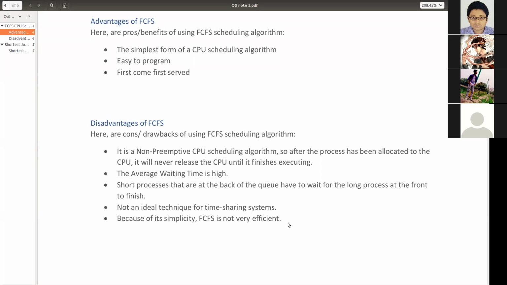And if you see the advantage, it is very easy to understand. It is the simplest CPU scheduling algorithm. That's all about FCFS. So now let's come to the next session. In the next session, we will discuss another very interesting CPU scheduling algorithm, which is known as the shortest job first algorithm.